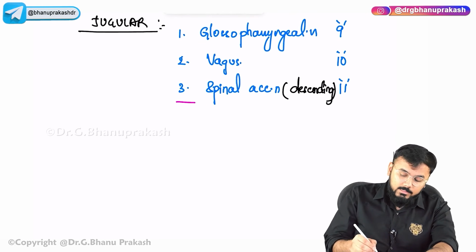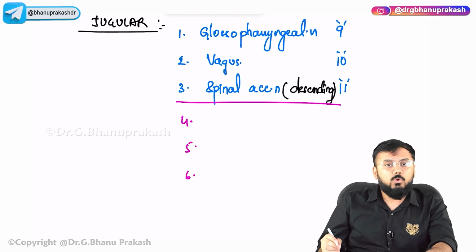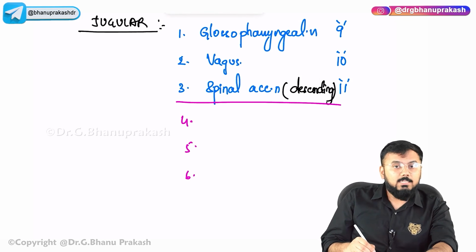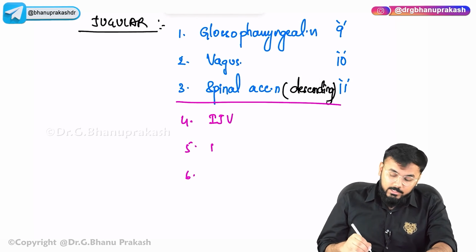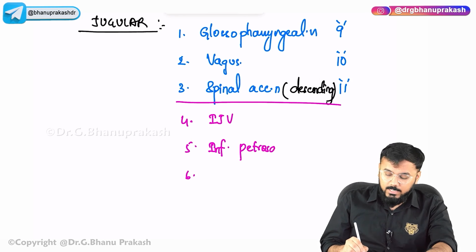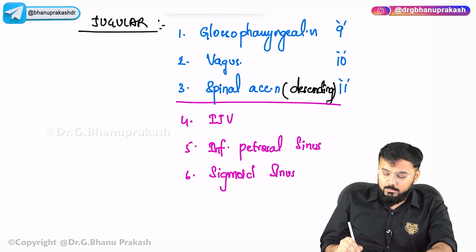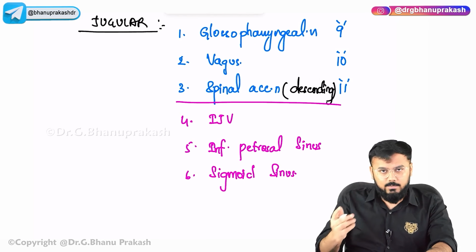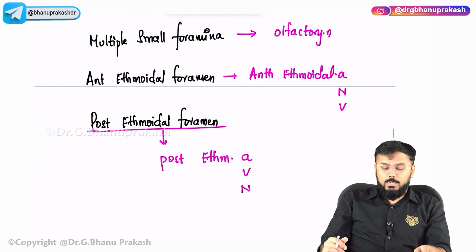Next, after this, the important things are 4, 5 and 6. One is the jugular vein, so the internal jugular vein will pass. Next is the inferior petrosal sinus, which will also pass. And when I tell sinus, the largest one over here, the sigmoid sinus, it's one of the sinuses. So these are the structures that are passing through the posterior cranial fossa.